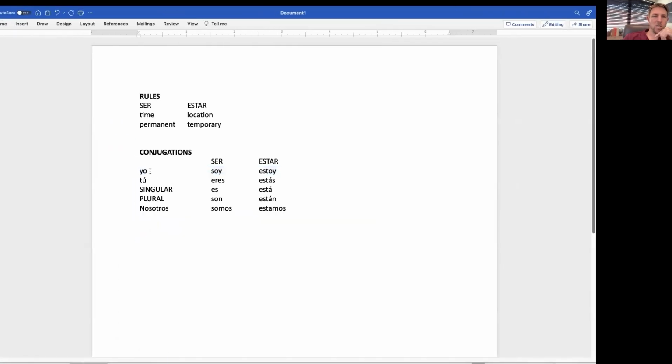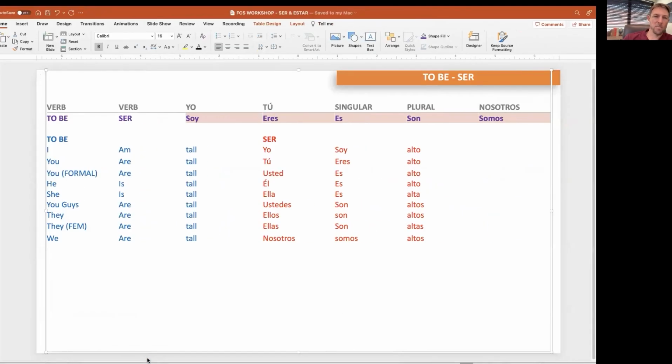Okay, so you can see it here. Yo soy, tú eres, singular es, plural son, nosotros somos. All right. So yo soy and yo estoy both mean I am. But you use ser when it's time and permanent. You use estar when it's temporary and location. Okay, so now you put us all together. So that's what it's going to take. First question, is it ser or estar? Figure that out. Second question is how do I conjugate it? Okay, so we'll do some examples together.